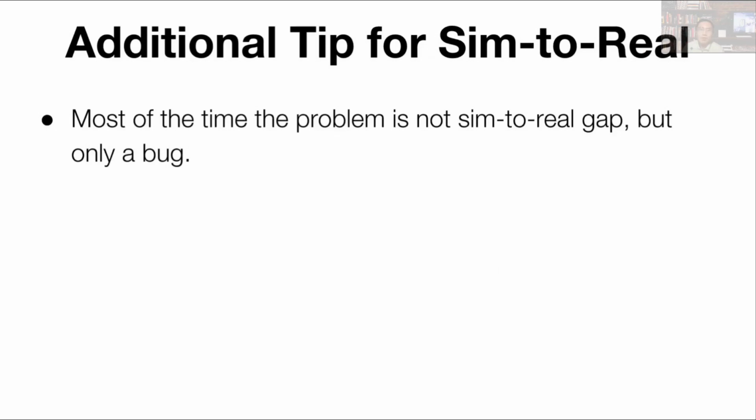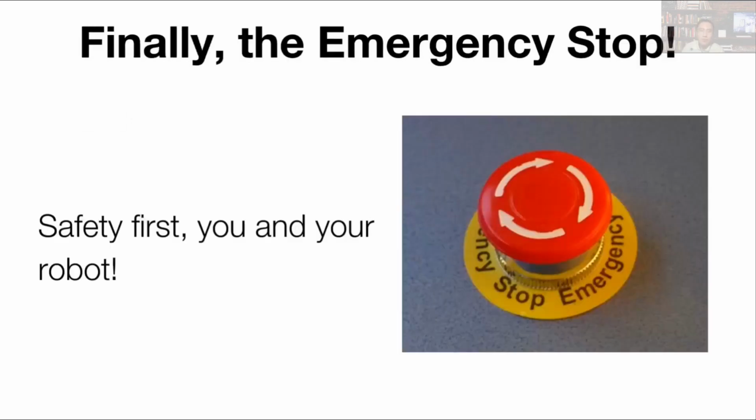Lastly, there is a small tip. According to our own experience, in most cases, the problem is not a sim-to-real gap, but only a simple bug. So we suggest you follow the pipeline step by step and check the results carefully before moving forward. Last but not least, carrying out experiments on real robots is much more dangerous than simulation. It may cause real damage to robots and humans. So, please always keep safety in mind and hold the emergency stop button when the robot is on.